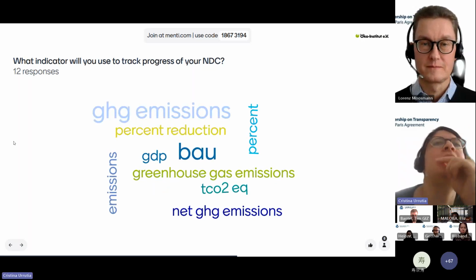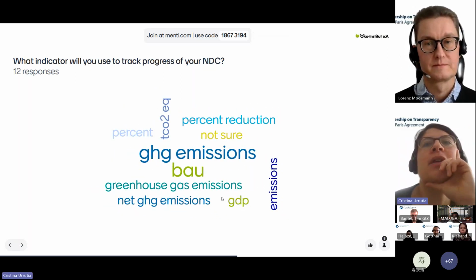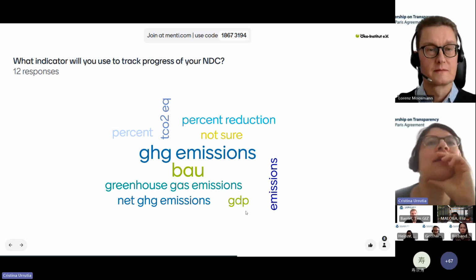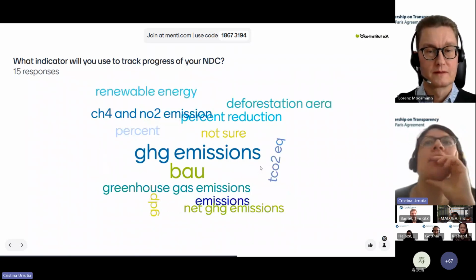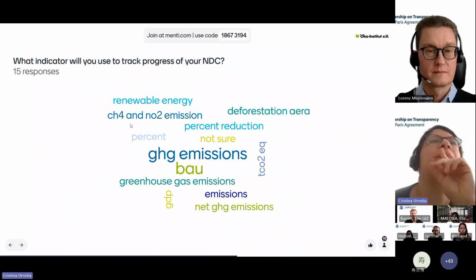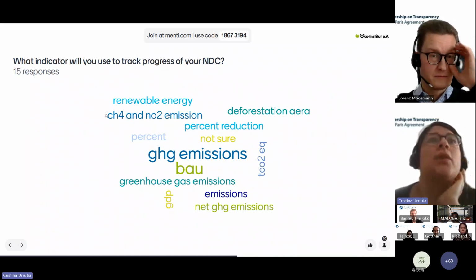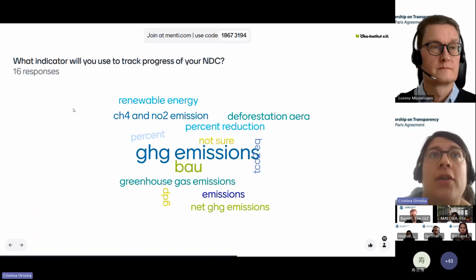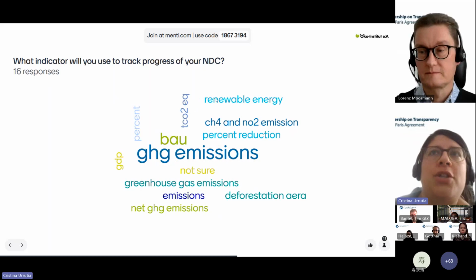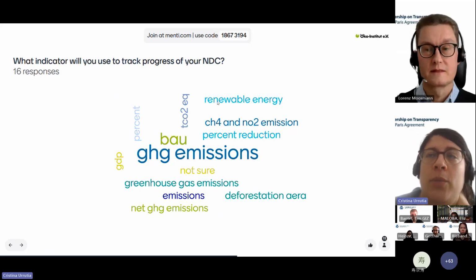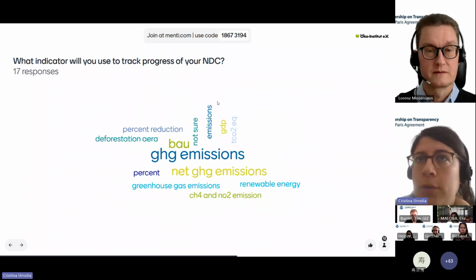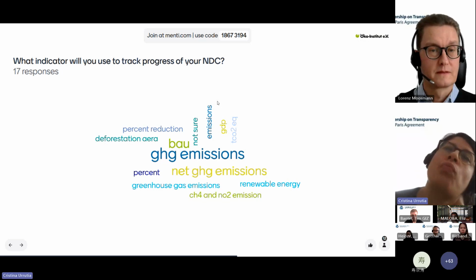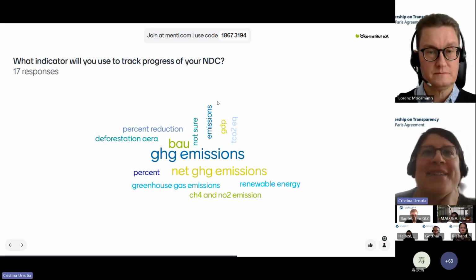Yeah, so what we see here, so we said GDP. GDP is one component of an indicator for the intensity target, but of course it's important. Ton CO2 equivalent. We have non-CO2 gases that will be tracked and reported. Greenhouse gas emissions, the deforestation area as an indicator. The renewable energy. The indicator probably would be more concrete, so it maybe is a share of renewable energy in the national grid. We have a question mark.